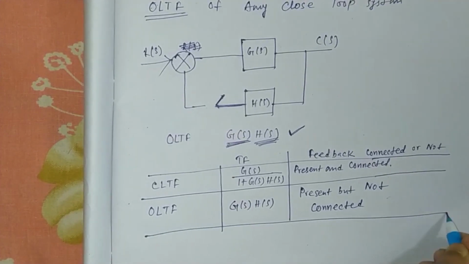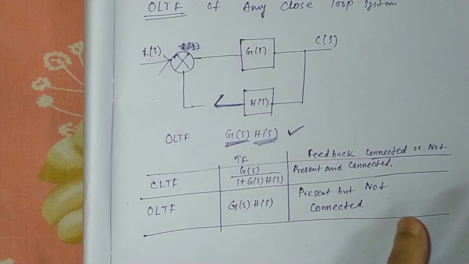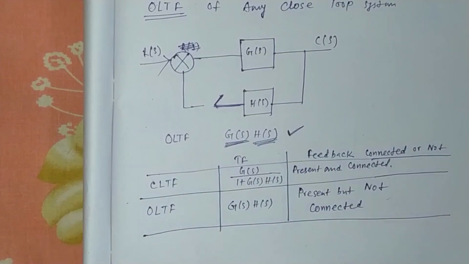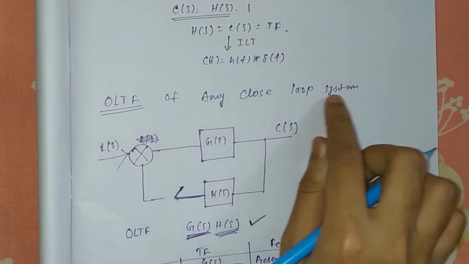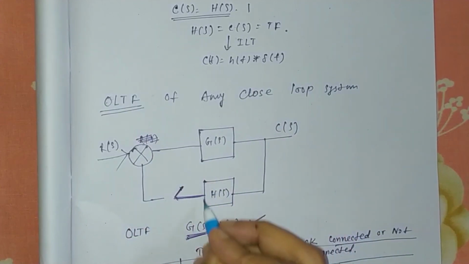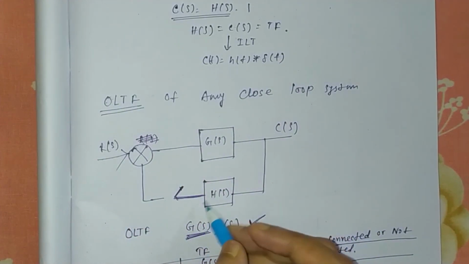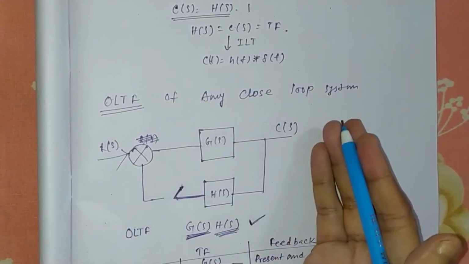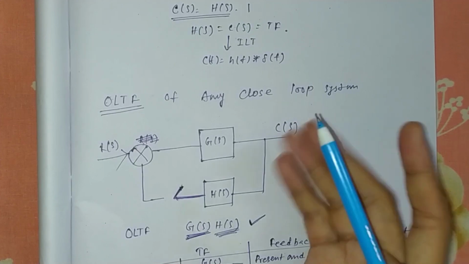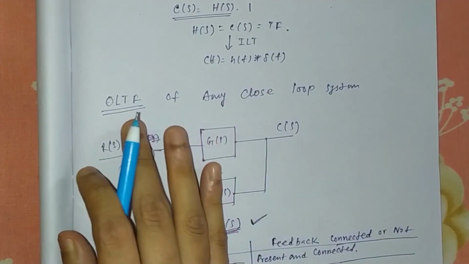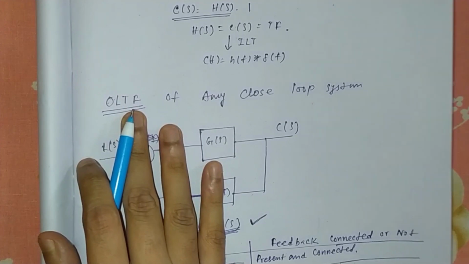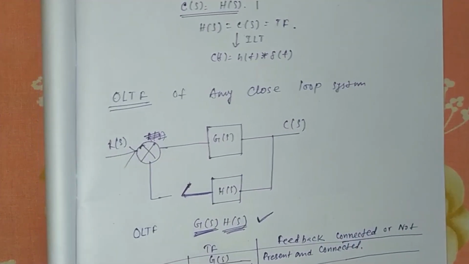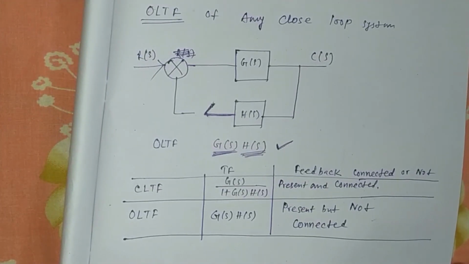Both are actually closed loop systems, but why are we calling this the open loop transfer function of a closed loop system? Because here the feedback path is there, but it is not connected, so we have made the closed loop system open loop. We are seeing what the transfer function is, so we call this the open loop transfer function for a closed loop system. Today's lecture is only up to this.